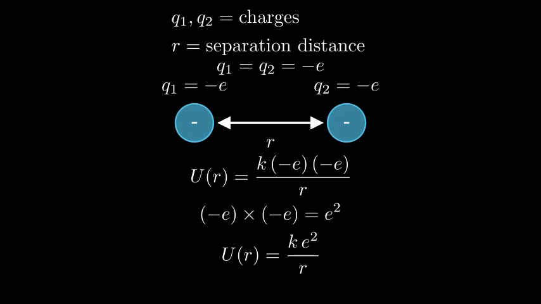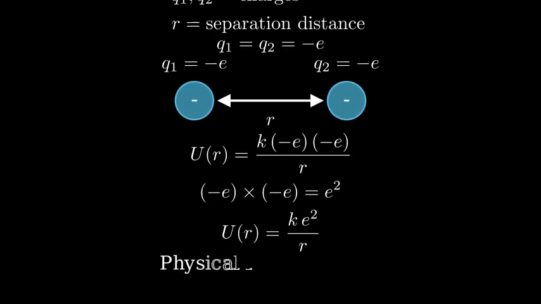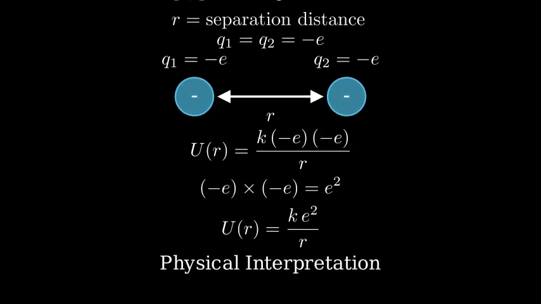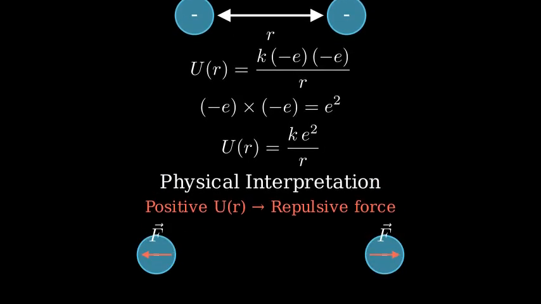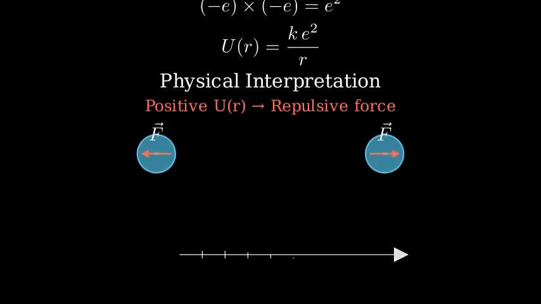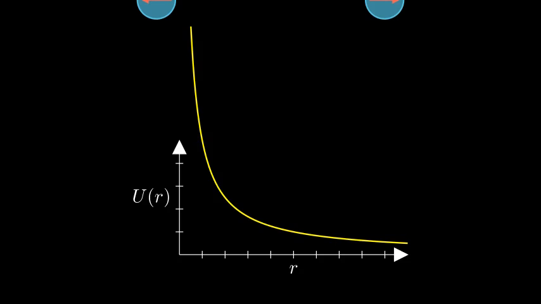Let's talk about the physical meaning of this formula. Since both electrons have the same negative charge, they repel each other. This means the potential energy is positive, indicating a repulsive interaction. As the distance between the electrons increases, the potential energy decreases, approaching zero at infinite separation.